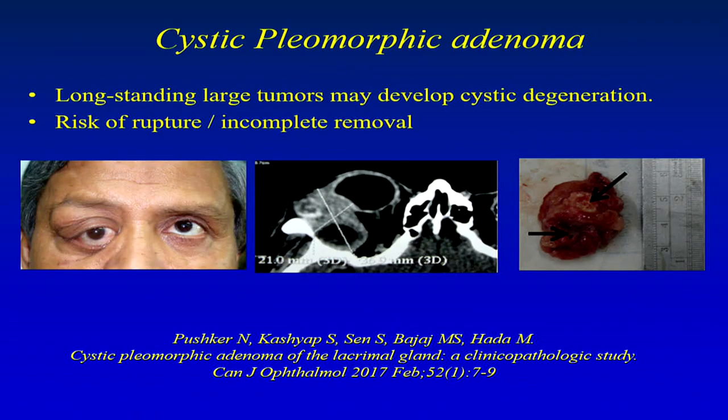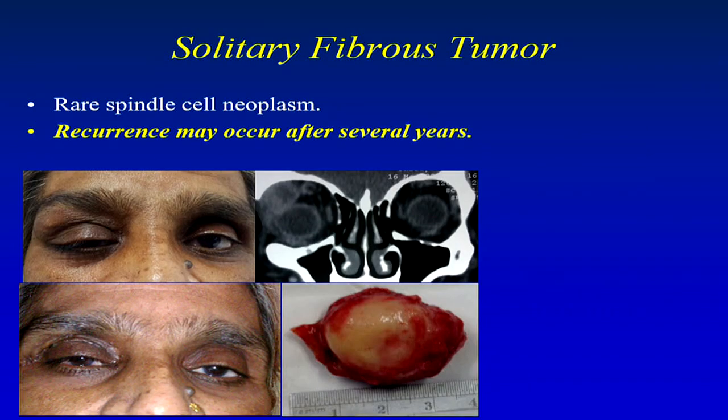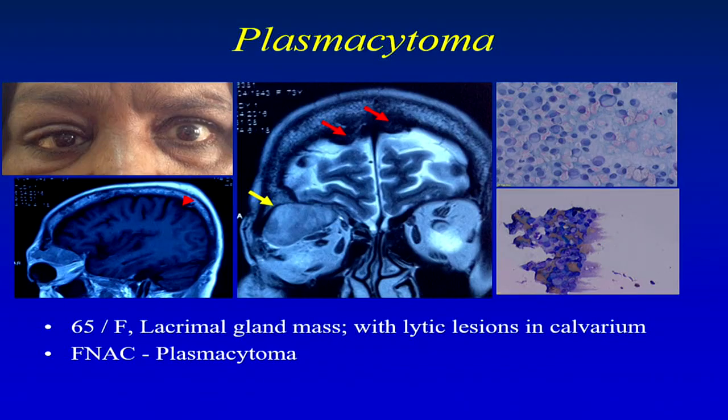This was an entity described by the RP Center study, cystic component or cystic degeneration in cases of pleomorphic adenoma. They may rupture, they may cause recurrence, so one should have careful excision of these tumors. There may be other tumors which may mimic clinical presentation of pleomorphic adenoma. This was a lady presented with lacrimal gland mass, and we could see some lytic lesion in the scalp, and this turned out to be a plasmacytoma.